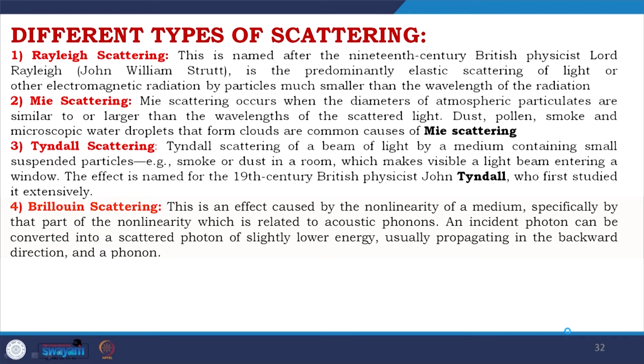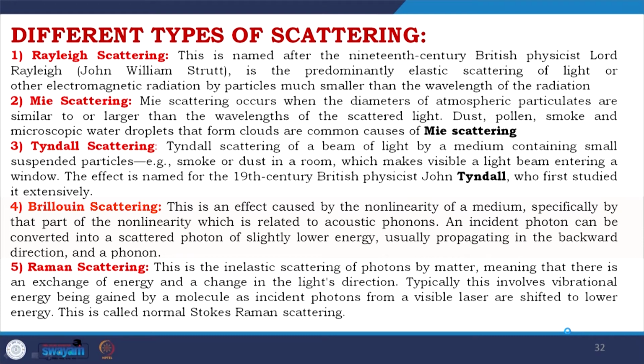Brillouin scattering is an effect caused by the non-linearity of the medium, specifically by that part of the non-linearity which is related to acoustic phonons. An incident photon can be converted into a scattered photon of slightly lower energy, usually propagating in the backward direction, and a phonon.